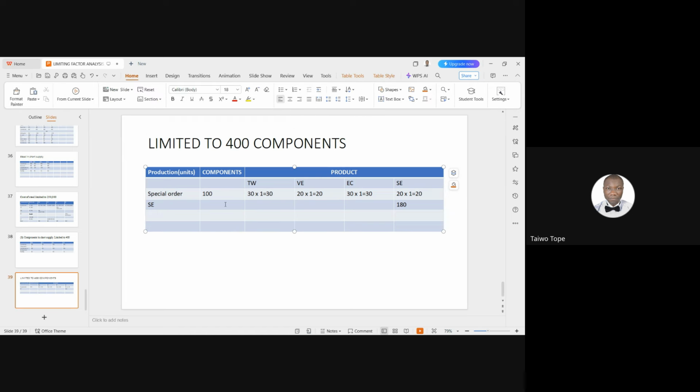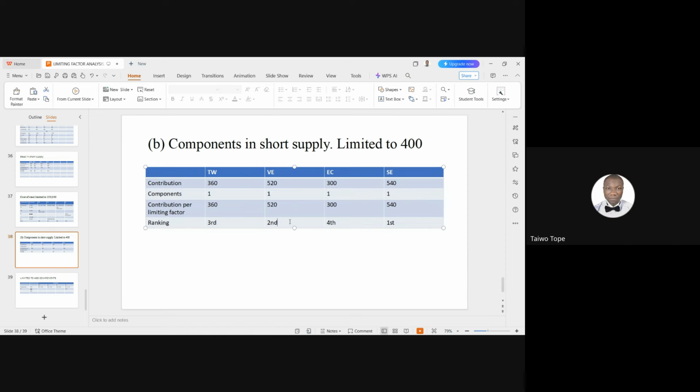So it will be 180. And overall, how many components do you have? 300. 100. 400. 400, man. Special order. Overall, you have 400. So how many components have you used out of 400? 280. Which is ranking next?